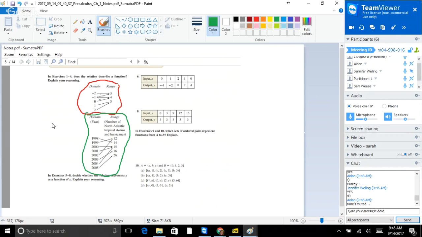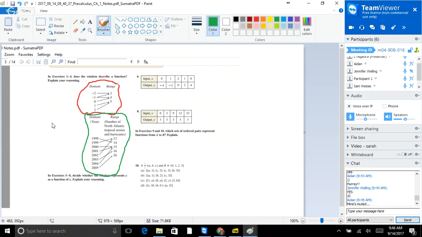So here you have the domain and range written with nice arrows. Here you have the domain and range in a little chart, so if you want to draw it out like this, you can. And here in number 10, we have it written as basically ordered pairs. So A consists of the set A, B, and C, and B consists of 0, 1, 2, and 3.